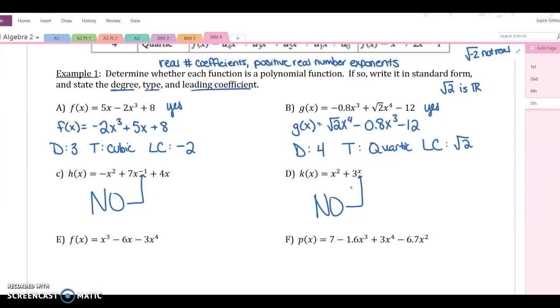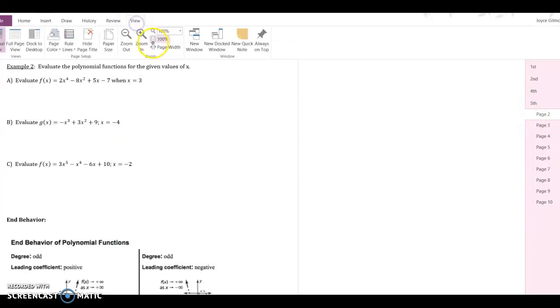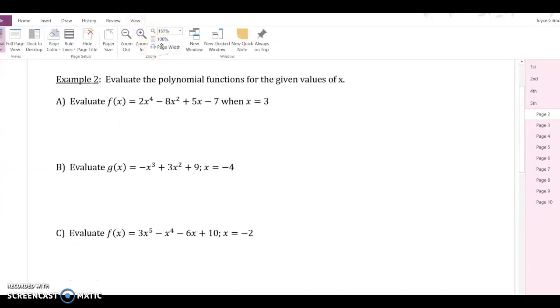Do we need to do any more of these? No, we're good. Next page. We are going to evaluate polynomials for the given values of x.